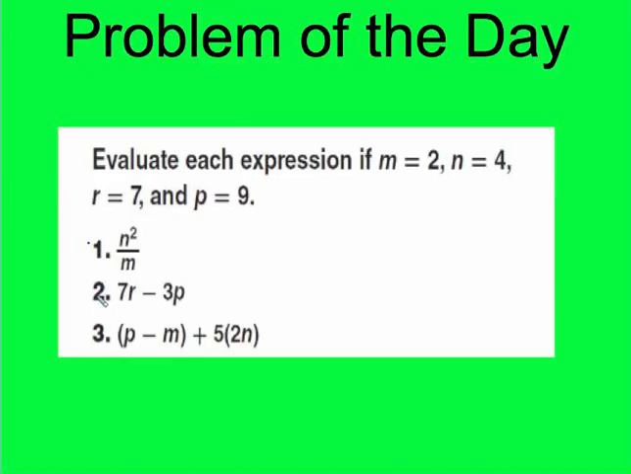In these 3 expressions, there are different variables represented. In the first one, you just have n and m. The second one, you have r and p, so that's 4 variables, sorry. But then in number 3, you have p, m, and n. The setup gives you what each of these variables equals, but you're not going to need to use each of these for each one of the expressions.